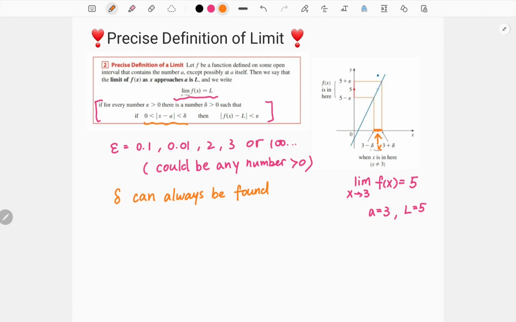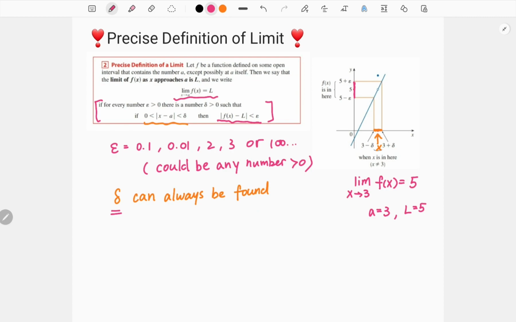Then I can always find a range, this delta range for x, so that the distance between my y value and the limit is smaller than epsilon. So if I can find this x range value, then my y value can always satisfy it. It falls into the limit plus or minus epsilon. So my delta can always be found.